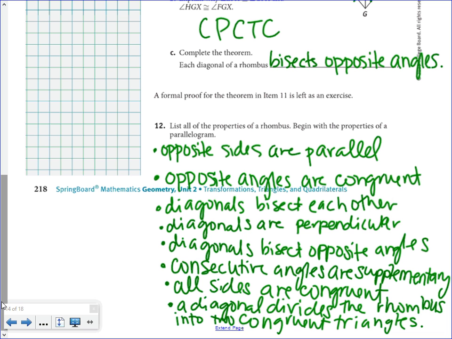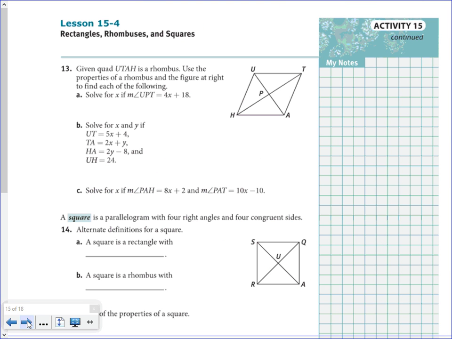So now let's look on the next page. They give us a rhombus. And we want to use the properties of a rhombus to answer A, B, and C. So first off, they give us angle UPT. Angle UPT is this angle here. We know that the diagonals of a rhombus are perpendicular. So that means that angle is actually a right angle. So we can say 4x plus 18 equals 90. Because it's a right angle, it has to equal 90. So 4x equals 72, divide by 4, x equals 18.